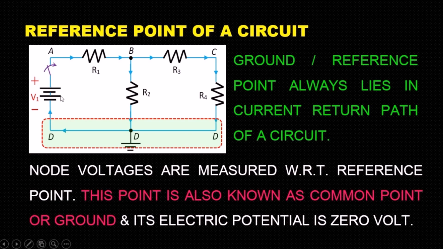Current generated by the voltage source goes away from the positive terminal of the battery. Then it passes through different components of the circuit and finally returns back to the negative terminal of the battery. So this part is known as the current return part.